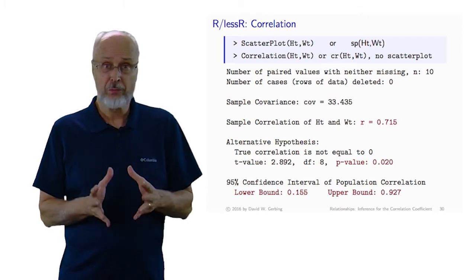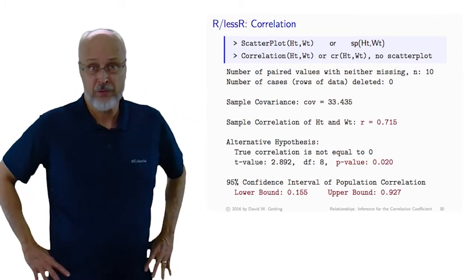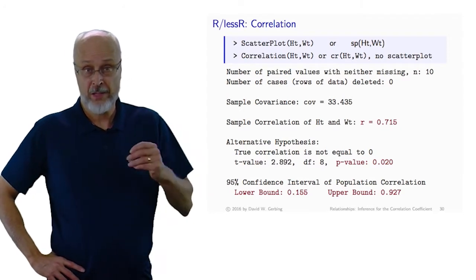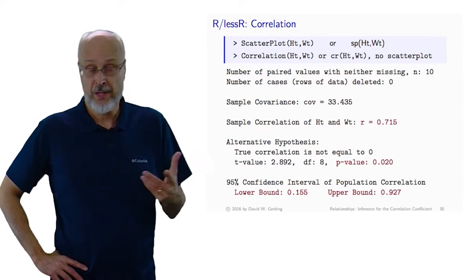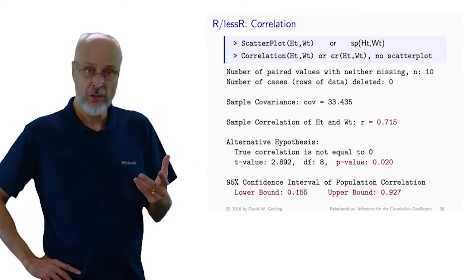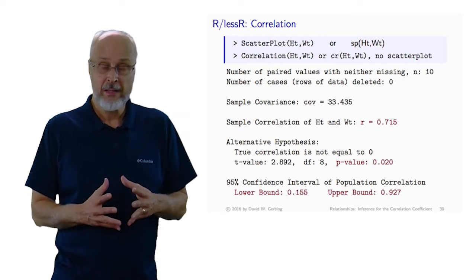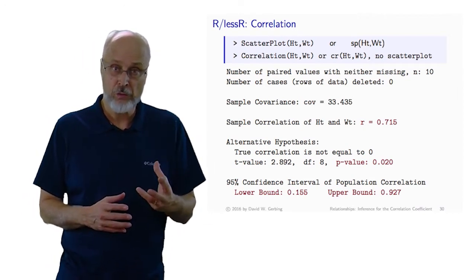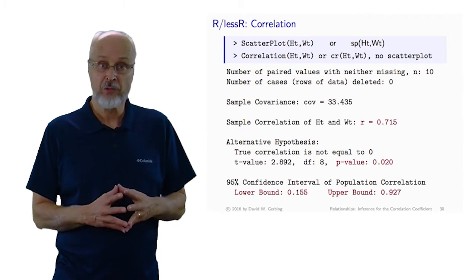Now that's a long way from 0, so we would generally expect, except for very, very small sample sizes, that the result will be significant. That is to say, with such a large sample correlation, we generally expect to find that the population correlation coefficient is presumed not to be 0. And that's in fact what happens here. We get a t-value of 2.892. So the correlation coefficient of 0.715 is almost 3 standard errors away from 0.